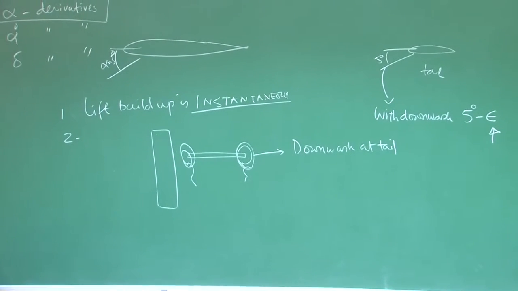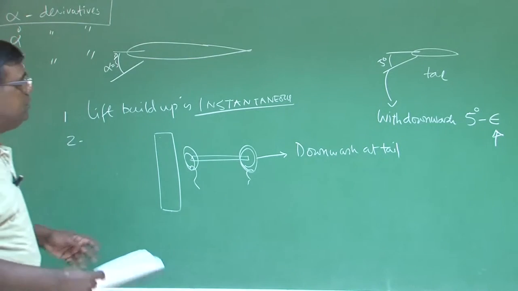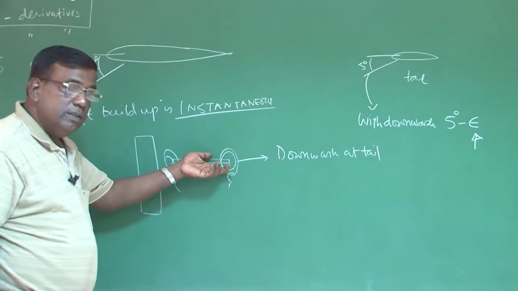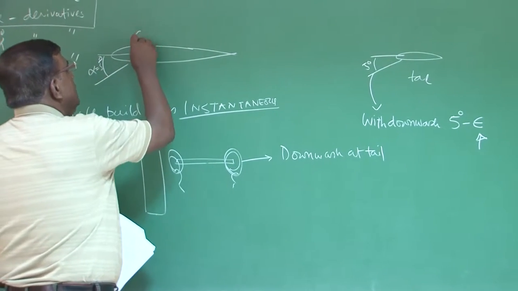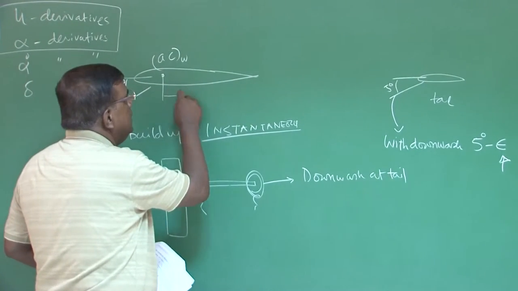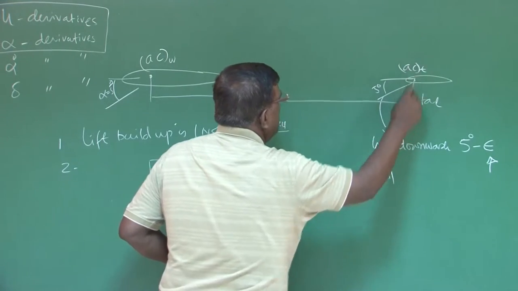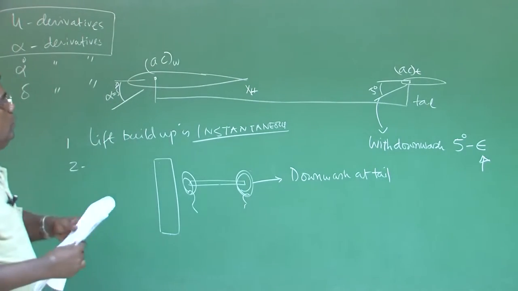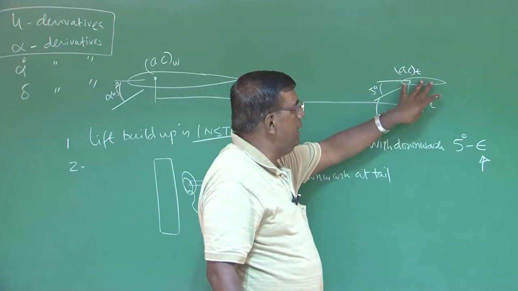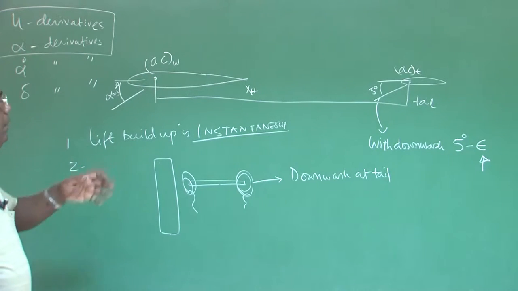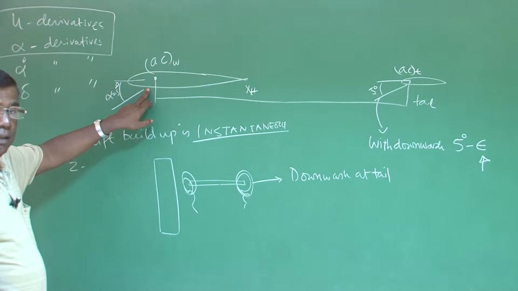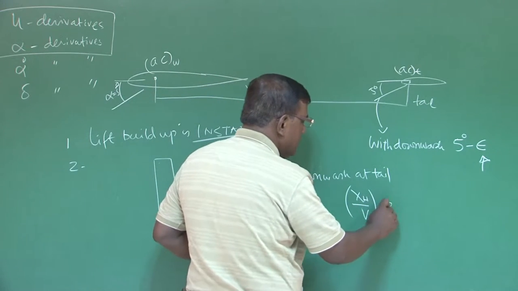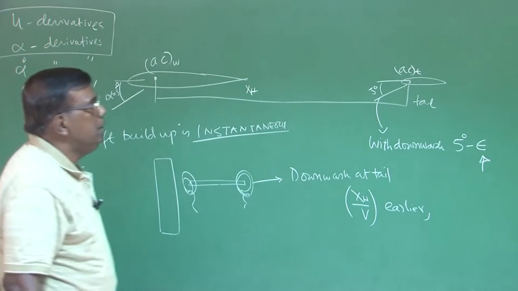But there is another salient point which you need to understand. If I ask this question, who is responsible for this epsilon? We know that it is because of wing tip vortices. And if I take the distance between AC of the wing and, let's say, AC of the tail, this distance, if I take, I say XH. So whatever is happening at the tail is because of something that has happened at the wing at the time XH by V earlier. Is this part clear or no?